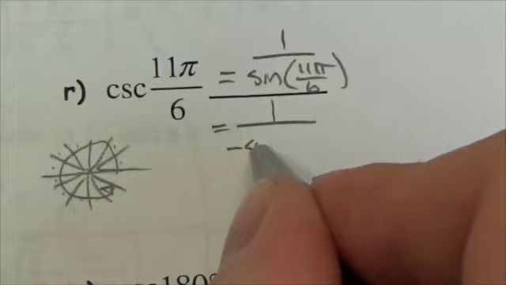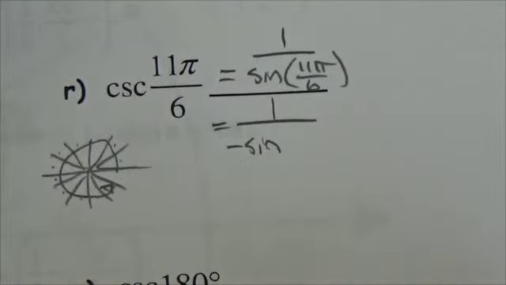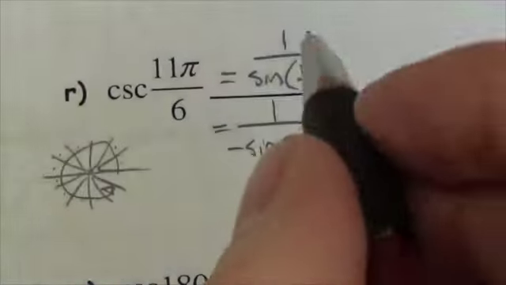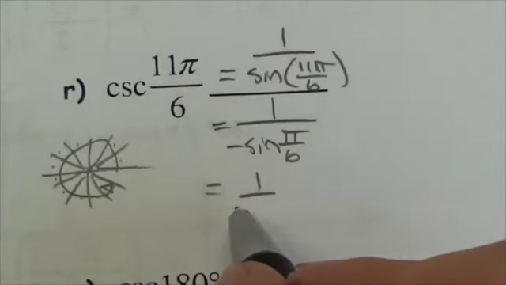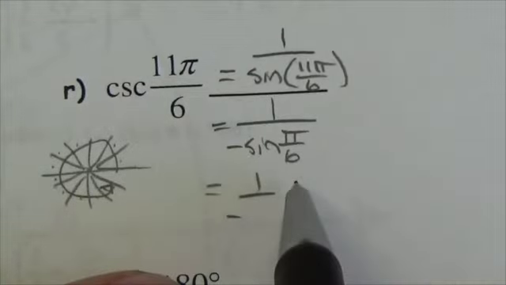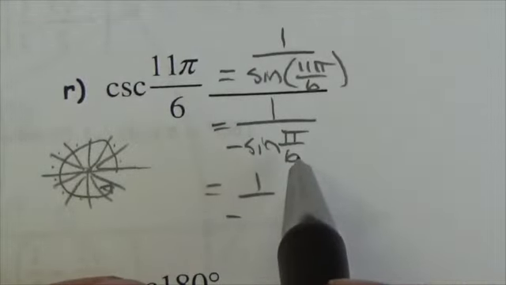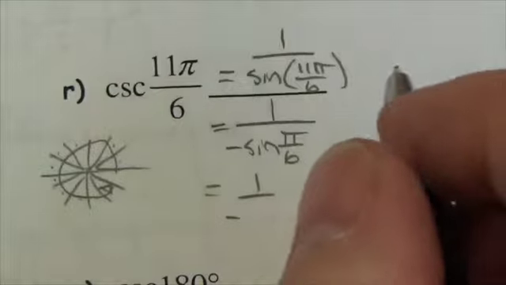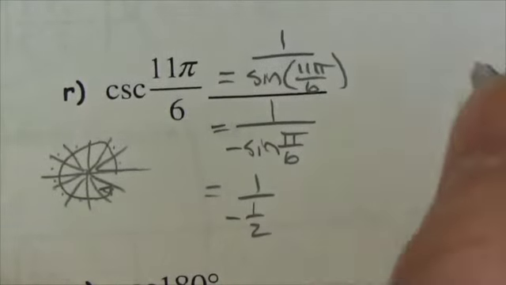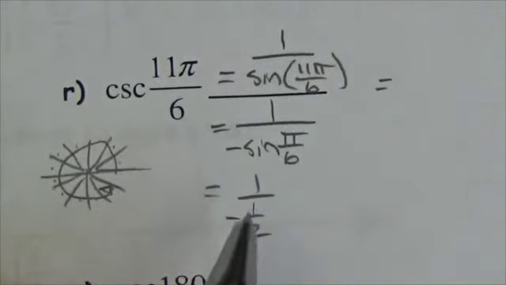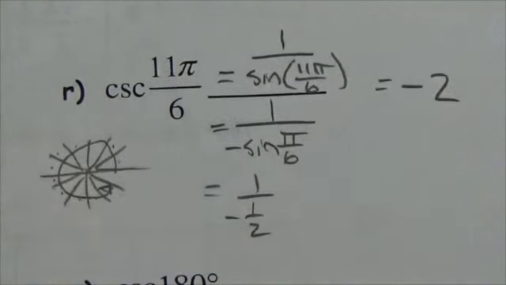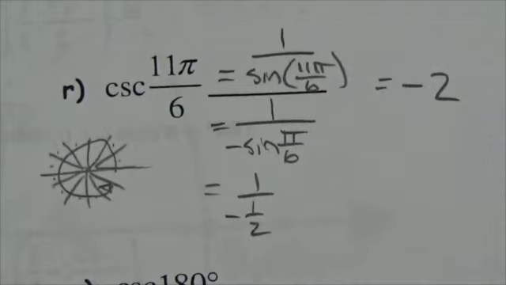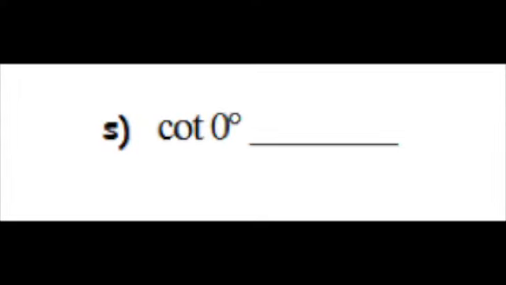Sine is negative, okay, in the fourth quadrant, and the reference angle here is just going to be pi over 6. Now, that's 1 over the sine of pi over 6. Okay, I'm looking for the y coordinate there, or go to your special triangles. This is going to be 1/2. But 1 divided by negative 1/2, just multiply by the reciprocal, and we'll get negative 2. That's a nice one because I don't have to do anything else to it. It's good.